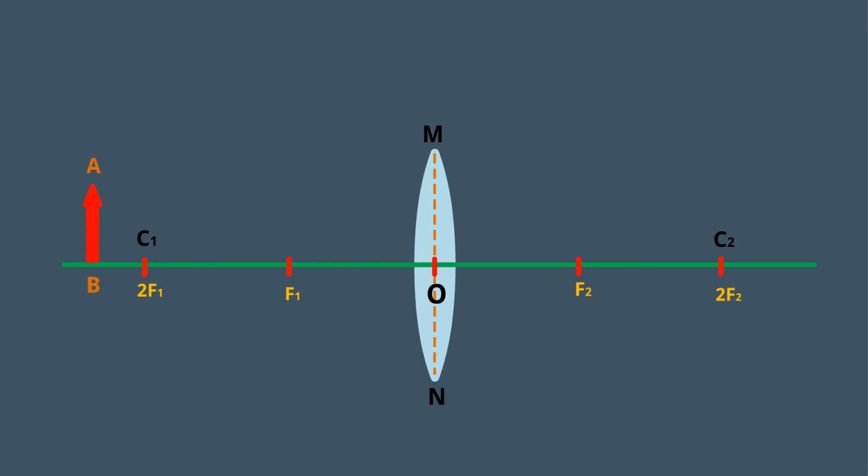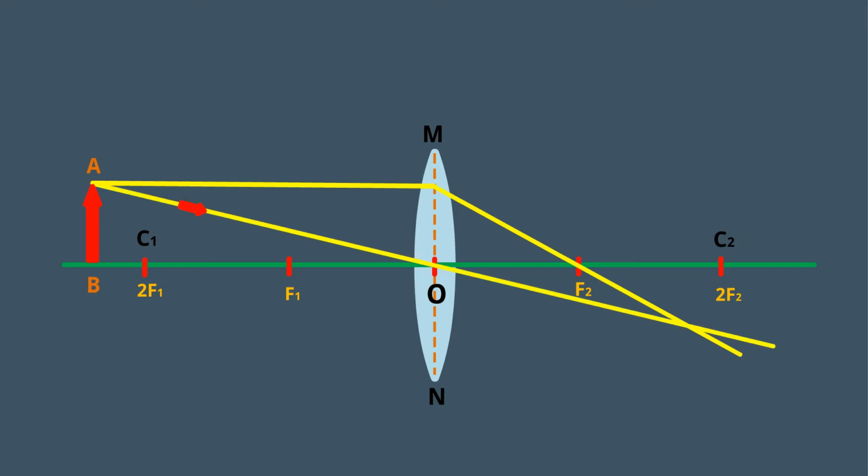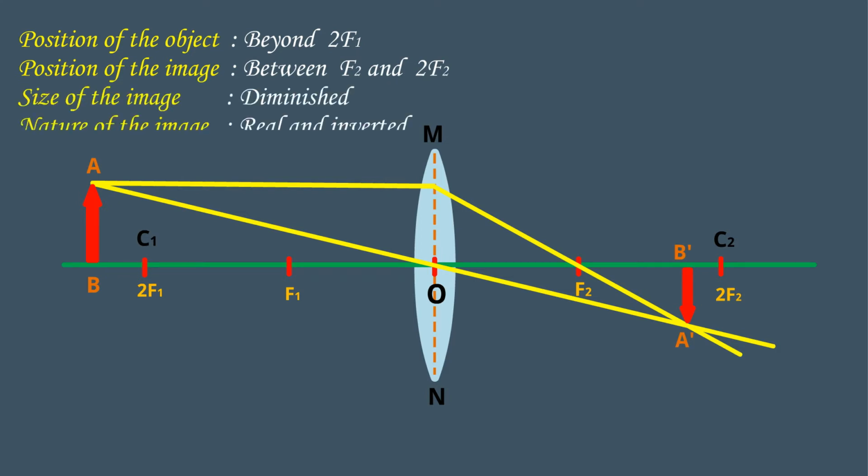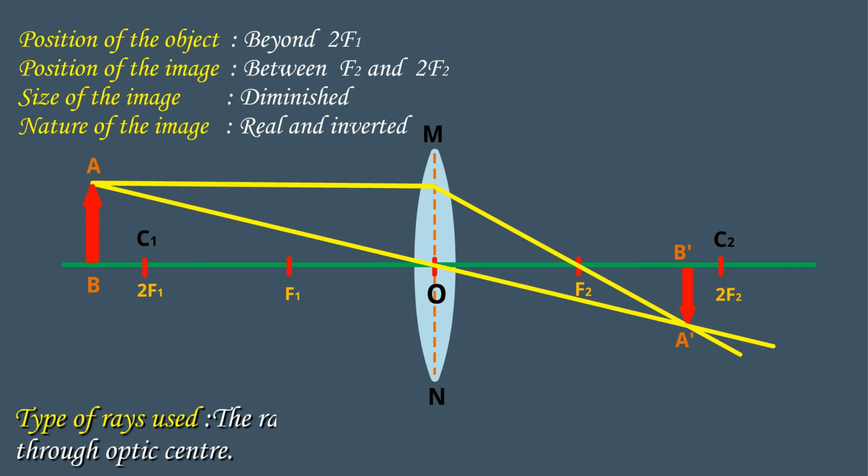First position, when the object is placed beyond 2f1 of a convex lens. Here we have to consider two rays. First, a ray parallel to principal axis. After refraction, it passes through principal focus. And the second, a ray passing through the optical center. Where these two will meet, we will get an image. The position of the image is between f2 and 2f2. Nature, real and inverted, and size of the image is diminished.